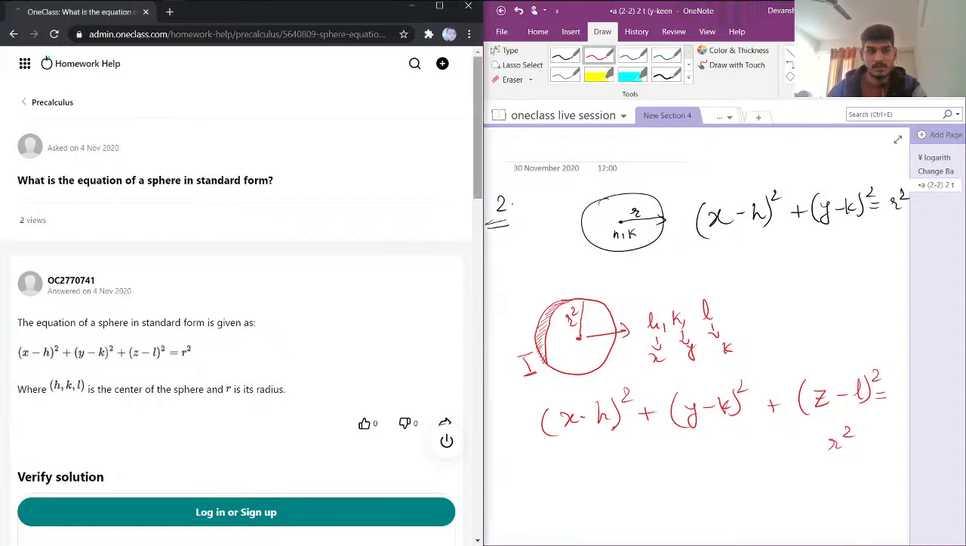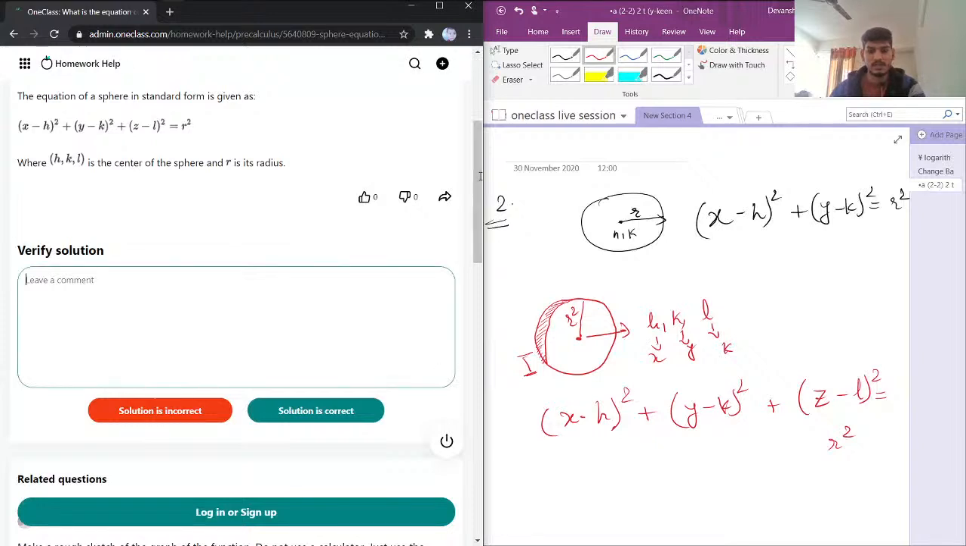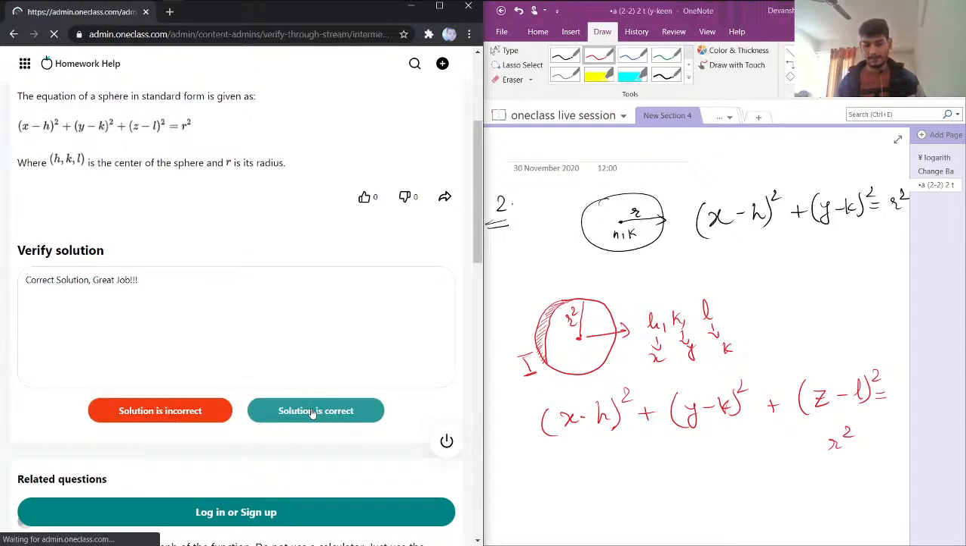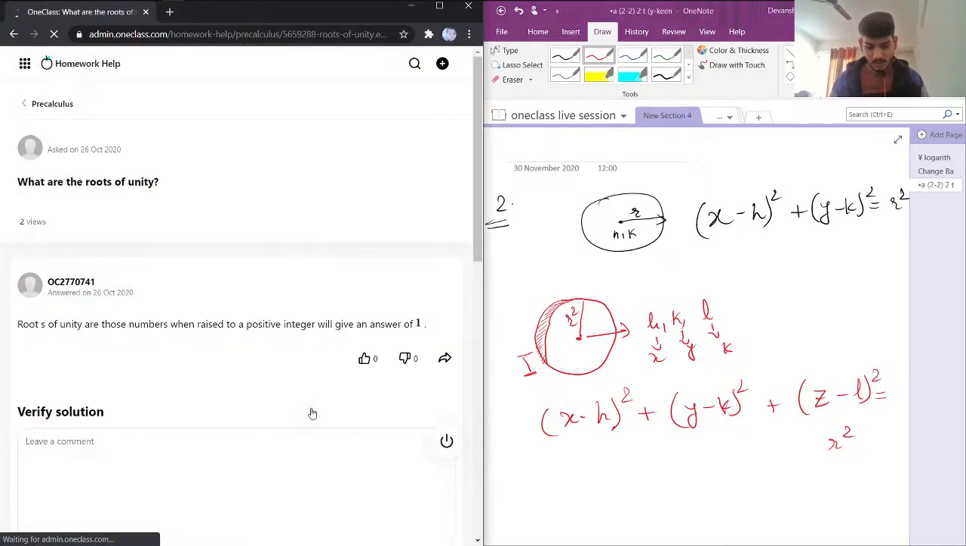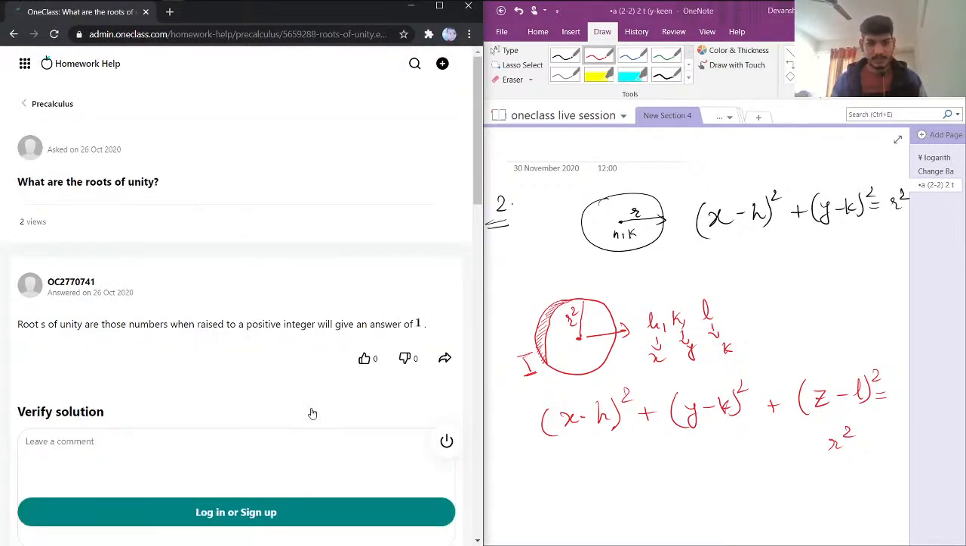Yeah, so the solution given here is correct. Correct solution. Great job. Solution is correct. Now I will go to the third question.